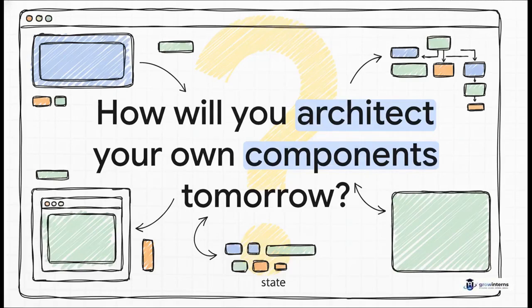Which leaves us with this final thought. You now know what components are, how to break down a UI into those self-contained units, and how state acts as the memory to bring them to life. So, how will you architect the components for your own application tomorrow?